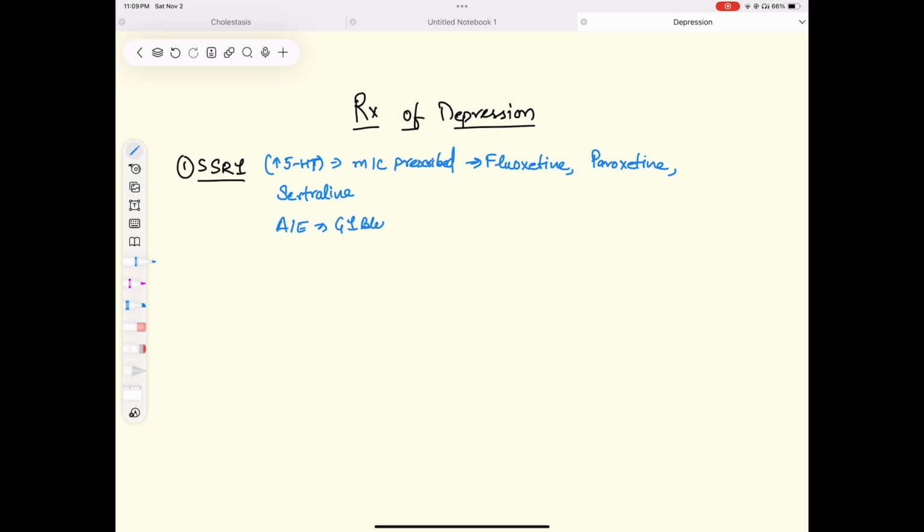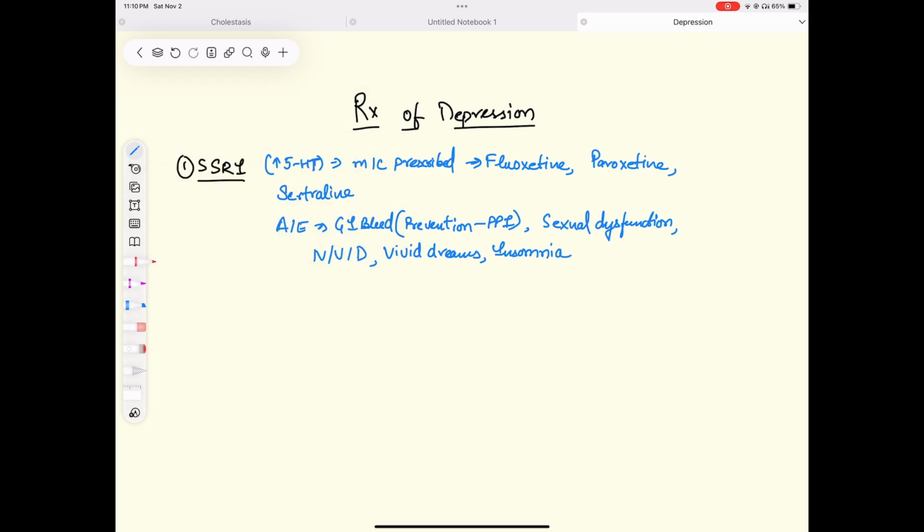Adverse effects include GI bleed, which can be prevented by using proton pump inhibitors. Where else did we use proton pump inhibitors? In H. pylori. The other side effects include sexual dysfunction, nausea, vomiting, diarrhea, and vivid dreams, and often it can cause insomnia.